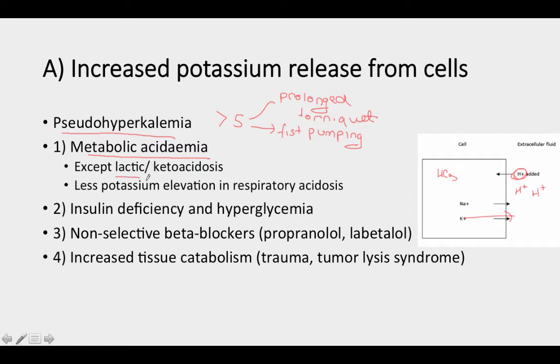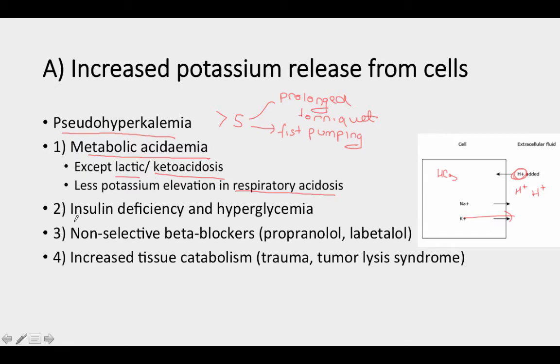Lactic and ketoacidosis don't tend to give you that, and the reasons for that are a little bit technical, and you can read them up if you wish, but it's probably not that important to know exactly why, just that they don't tend to give you a hyperkalemia, and you don't tend to get as much of a hyperkalemia from a respiratory acidosis. So it's your metabolic acidemias minus your lactic and ketoacidemias.